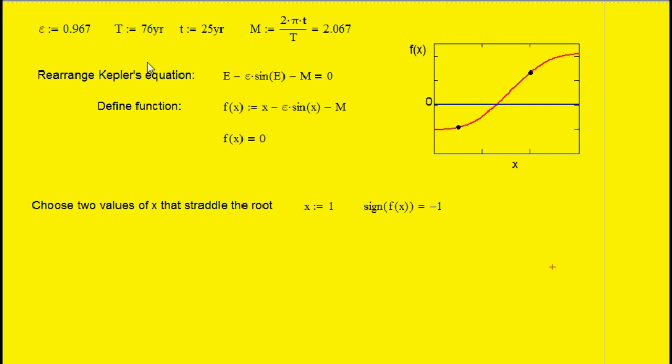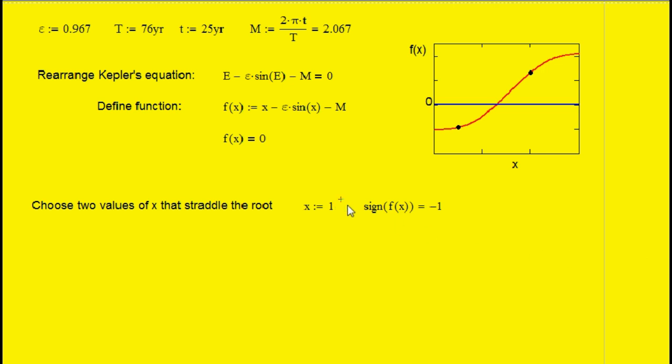Here are the values of eccentricity, period and time after perihelion that we will use. These allow us to calculate M immediately as 2.067 radians. You rewrite Kepler's equation like this and define the function f of x. I've changed the notation and replaced the parameter of interest E with x, simply to maintain a consistency of notation in each of our iteration methods. And of course, we're looking to find the value of x that makes f of x equal 0.